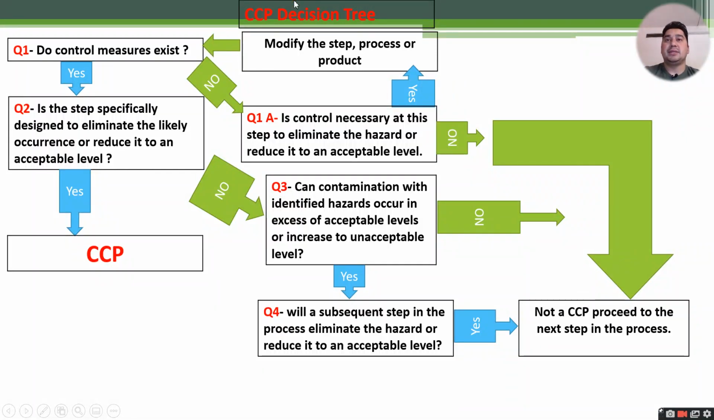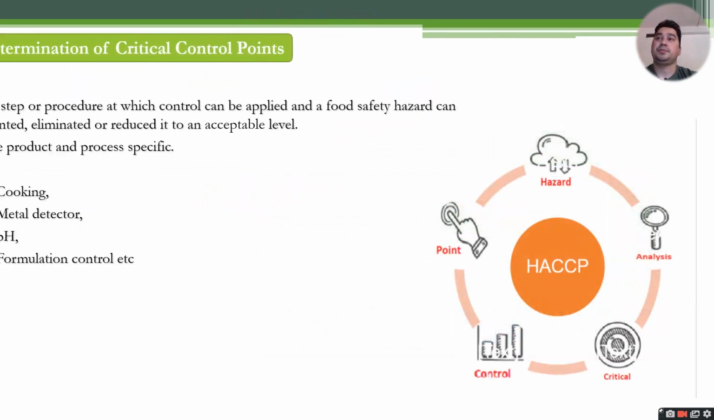So all these questions will move to not a CCP. Only question number 1, then question number 2: if the particular step is specifically designed to remove or eliminate the hazard, then it is a CCP. Otherwise, it is not a CCP. It could be an OPRP, it could be a PRP, it could be a control point. So in that way, you have to identify whether your particular step is a CCP or not.